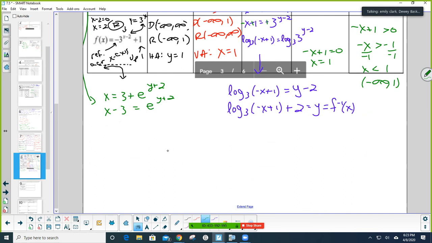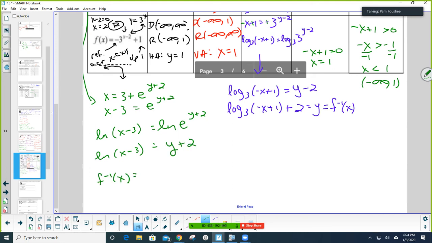Don't you have to use LN. Yep, perfect. ln. ln of x minus 3 equals ln of e to the y plus 2. So this just stays the same. But the ln and the e undo each other, so I get to drop that down. So I end up with my inverse, which is y equals ln of x minus 3 minus 2. Y'all okay with that?